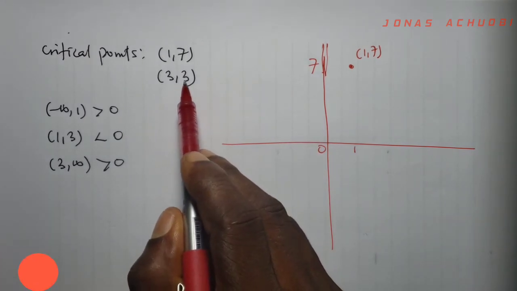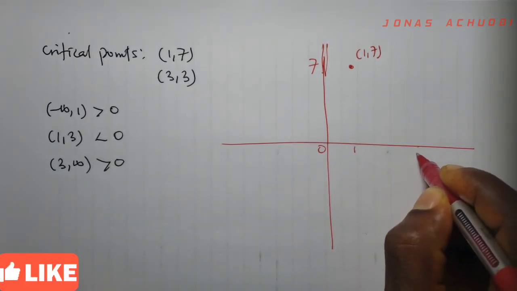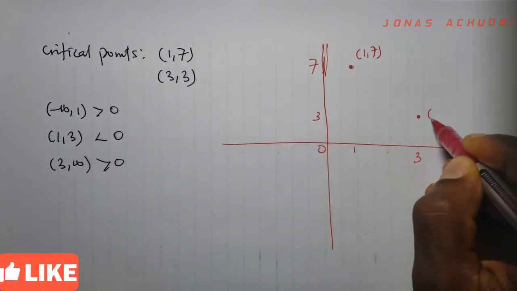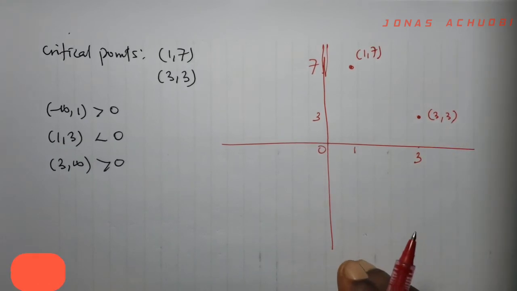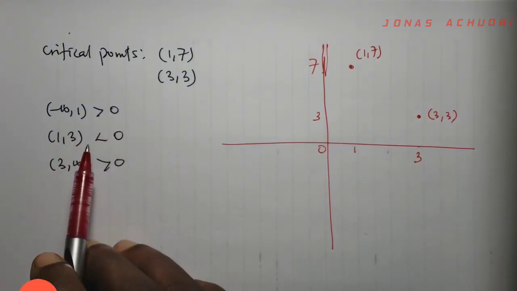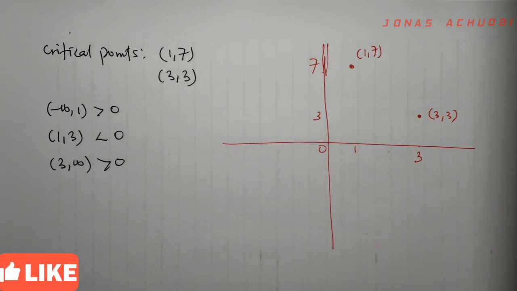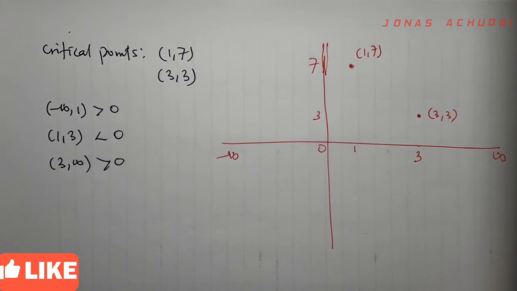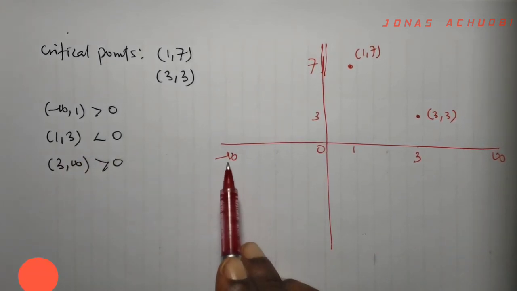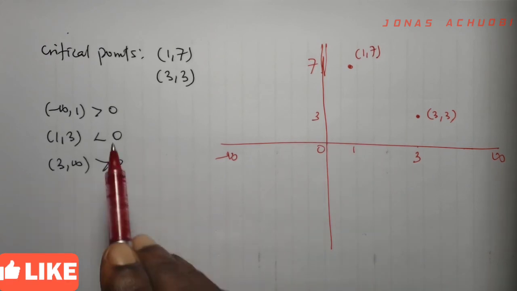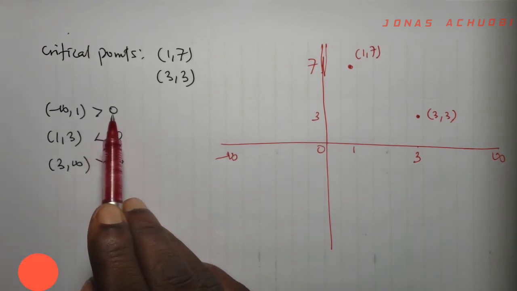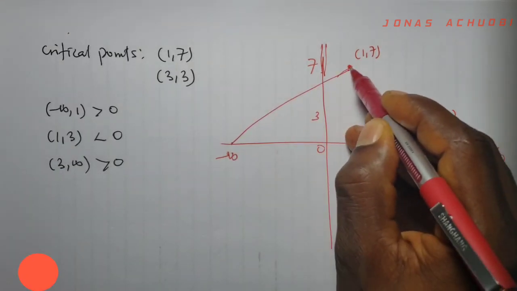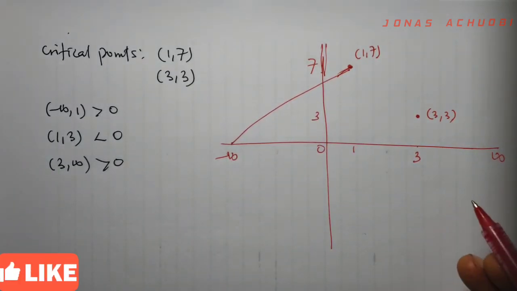The second critical point is 3, 3. So let's call this point here 3, and then call here 2, 3. So that 3, 3 is somewhere here. So this is the point 3, 3. With the information we have here of increasing and decreasing intervals, we can now sketch the graph. So we have from minus infinity to infinity. So in the first interval, from negative infinity to 1, what happens to the function? The function is increasing. So the graph of the function in that interval looks like this to that point. It's an increasing function.